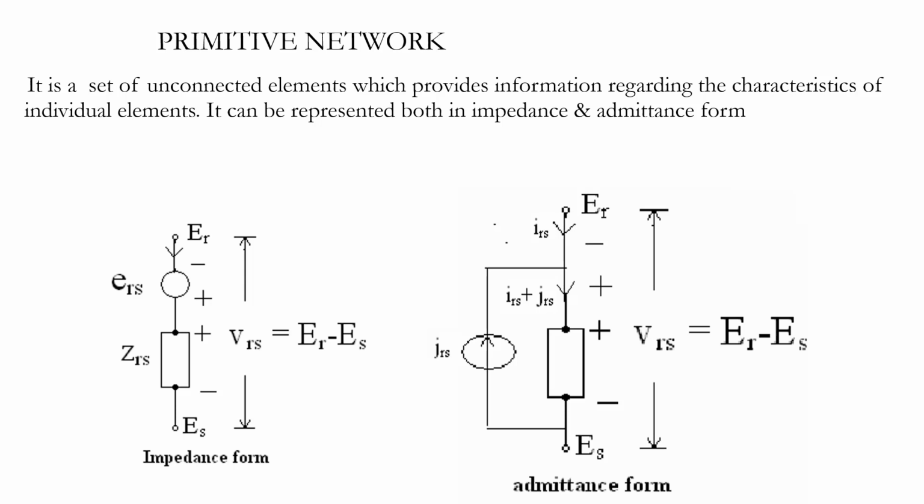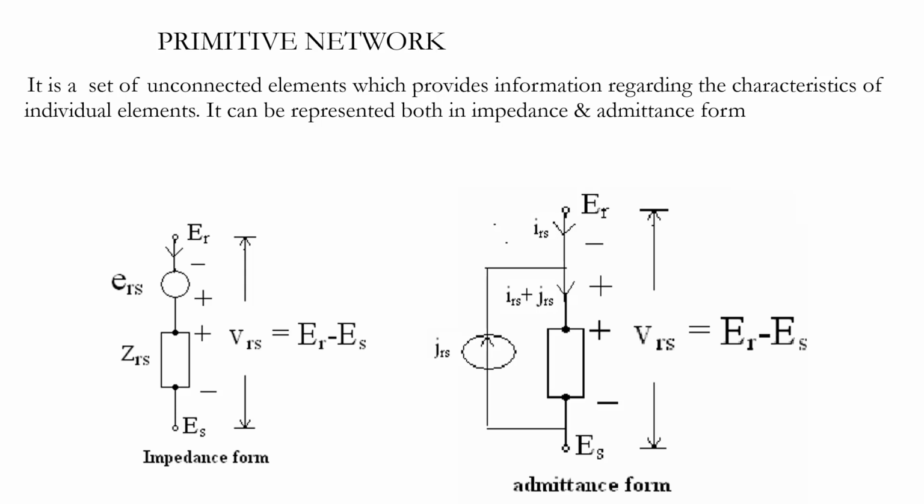In impedance form, it is represented as the voltage source ERS connected in series with the impedance ZRS, where ER is the receiving end voltage and ES is the sending point. The VRS is the voltage difference between ER minus ES.